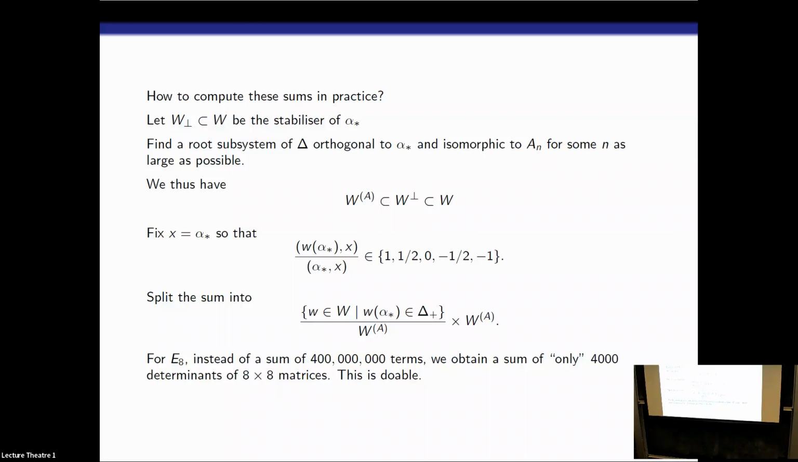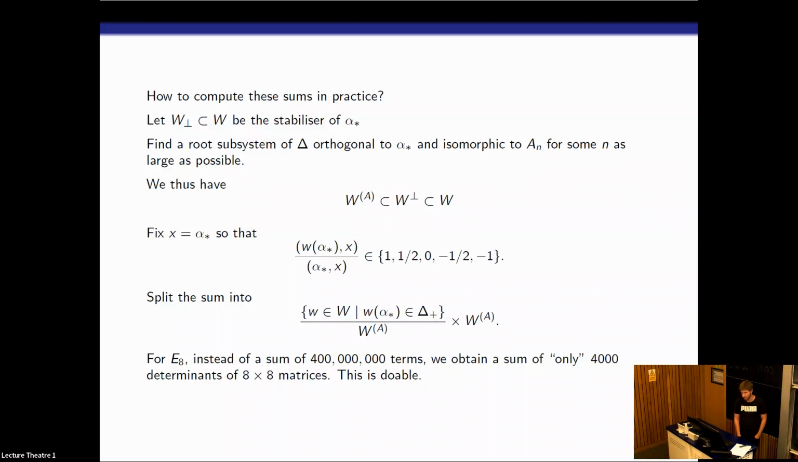So the trick, and this is the main thing I wanted to talk about today, is how can you do this kind of computation? And it goes back to this trick that I mentioned earlier in the talk about reducing to a determinant. You have this factor involving W alpha star here. So you want to divide first into cosets by the stabilizer of alpha star.